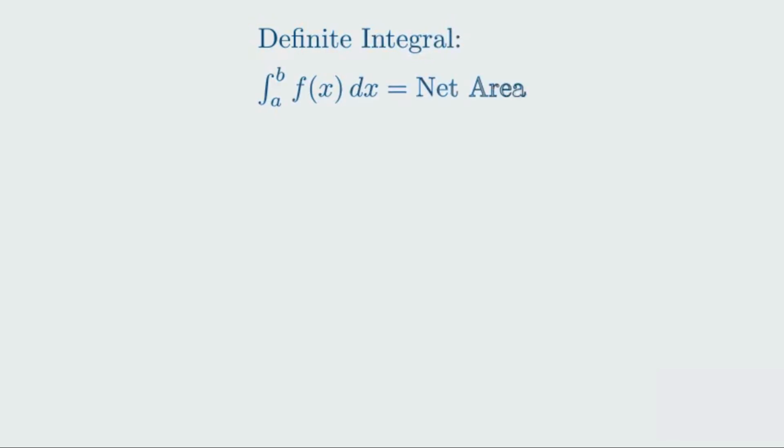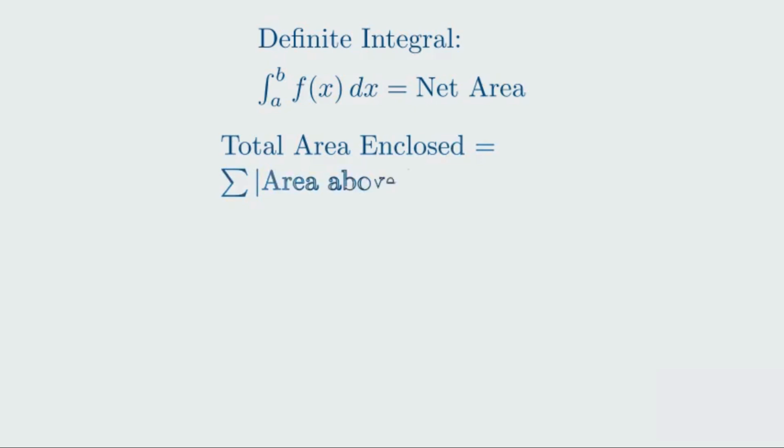First, let's understand why this problem is more complex than just calculating a standard definite integral. The definite integral from a to b of f of x with respect to x gives us the net area. This means it counts the area of regions above the x-axis as positive, and the area of regions below the x-axis as negative. When the problem asks for the total area enclosed, it means we want the sum of the absolute values of the areas. In other words, we want to treat all areas, whether they are above or below the x-axis, as positive. We don't want them to cancel each other out.